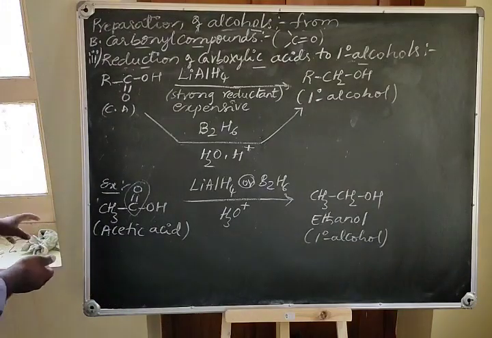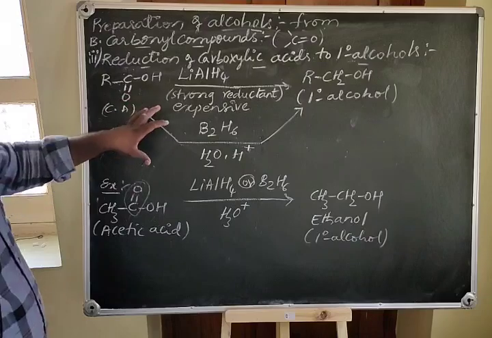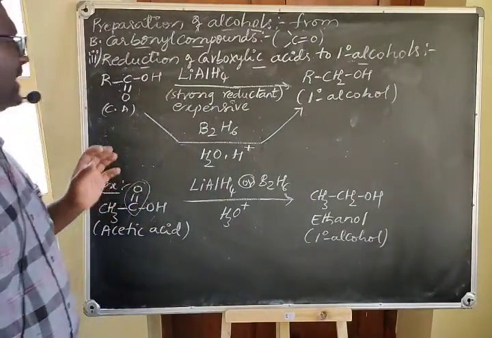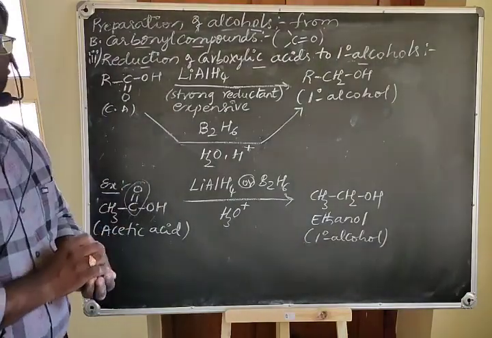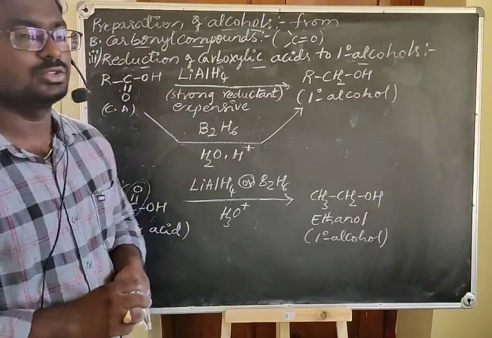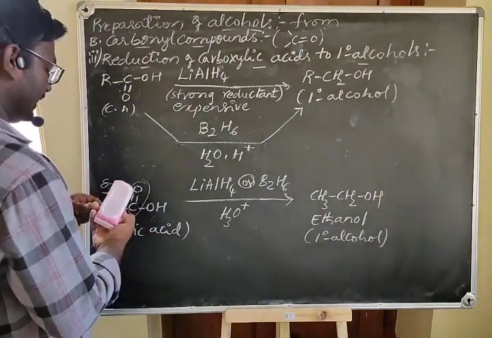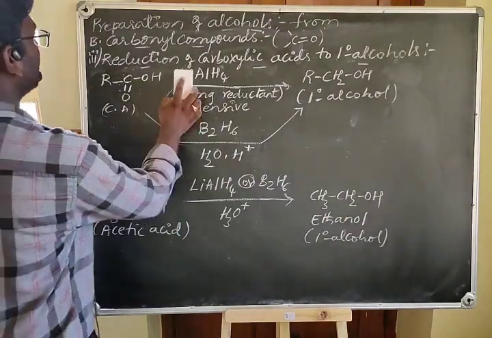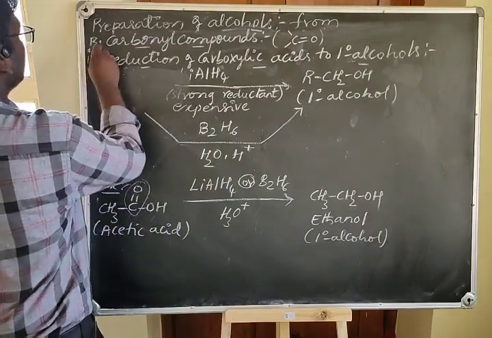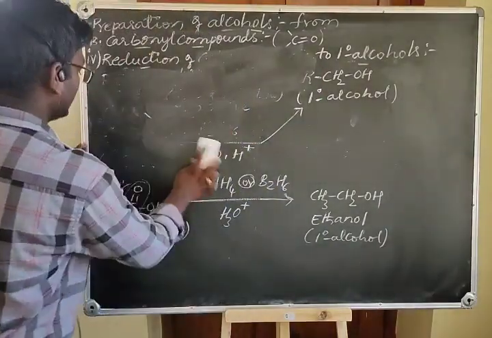Let's consider the other methods. Because lithium aluminum hydride is most expensive, we have another method to convert carboxylic acids to primary alcohols, by converting the carboxylic acids to esters. So we shall consider the other method, that is the fourth method, reduction of esters to primary alcohols.